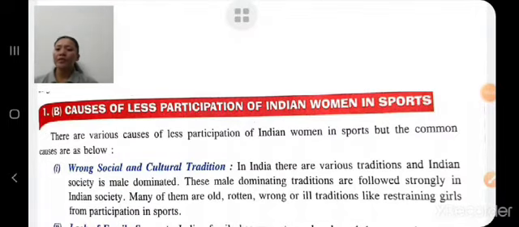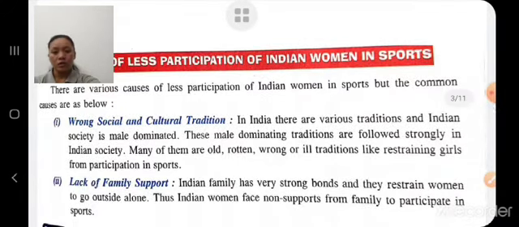Some causes of less participation of women in India. What are the causes of less participation? The first is wrong social and cultural traditions. Due to wrong social and cultural traditions, the participation of women in sports is less. A male dominating society is followed strongly in Indian society. Many of them are old routines, wrong or ill traditions. They don't allow females to participate in games.